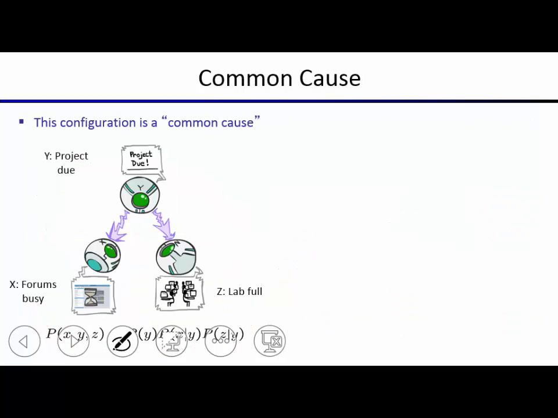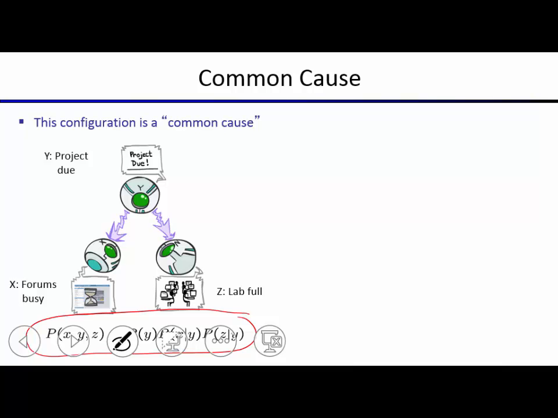So next one, common cause. What we have here is our example: a project could be due. That's our Y variable. This could cause the forums to be busy or not busy. This could cause labs to be full or not full. What the joint looks like is given over here. That's, by definition of our Bayes net, what the joint distribution is.